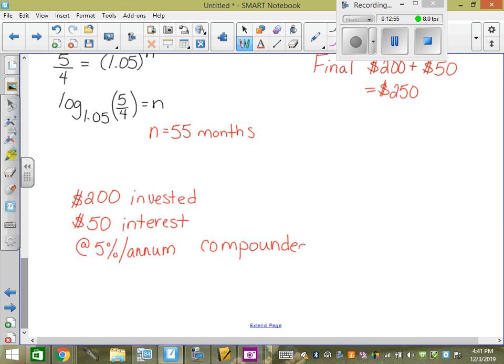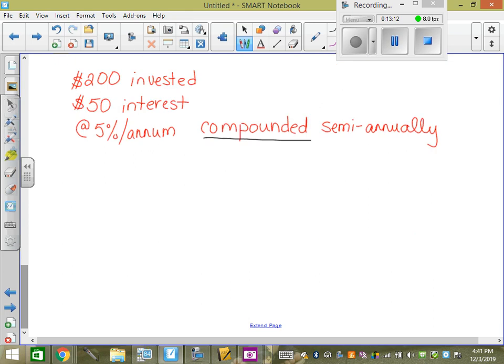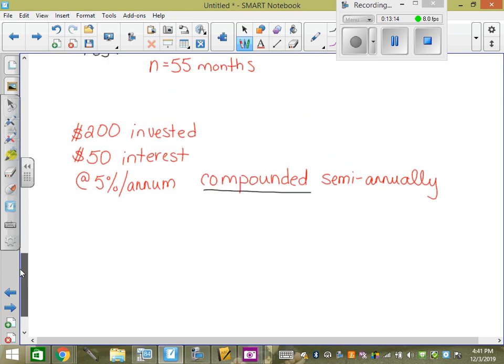So the first one was a simple interest question. This one has the words compounded in it. So the other formula we would use if it was population growth or if I was declining in population. This one I use if it has the word compounded in it. If it has the word compounded, I use the formula with compounded. And now I'm going to ask for how many months.